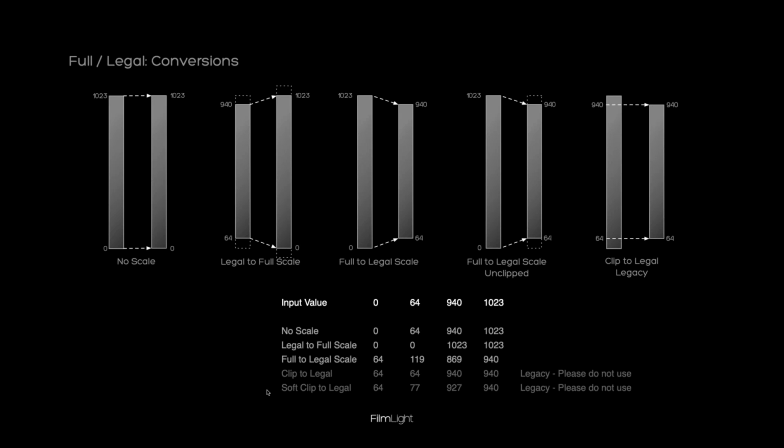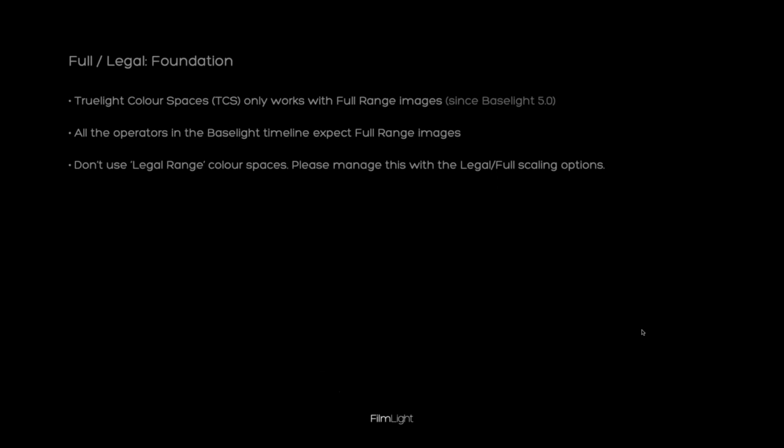And the same is true for the soft clip to legal, which I did not put here on the top of the slide. So now let's get a few foundations right when we think about Baselight and full and legal range. The color management system inside Baselight is called TrueLight Color Spaces. And TrueLight Color Spaces only works with full range images. So it always expects full range images. And so that's a really important point. This is true since Baselight 5.0.